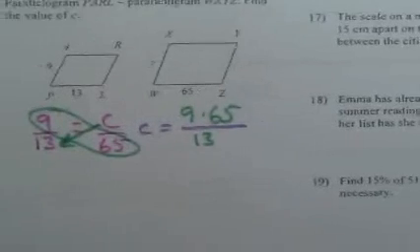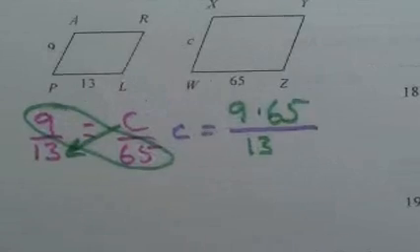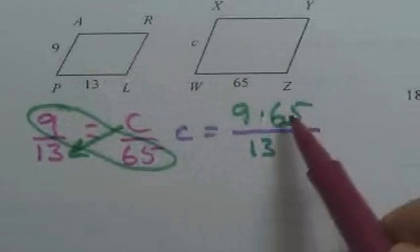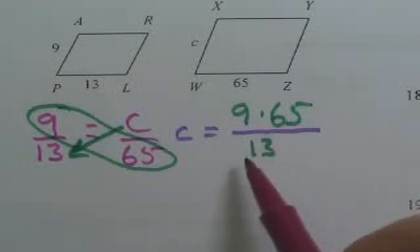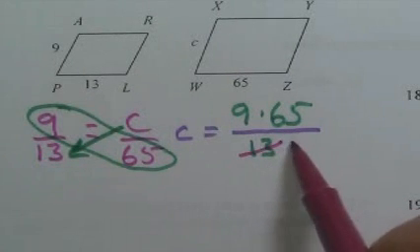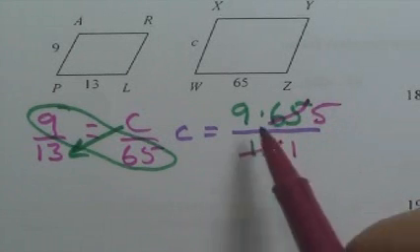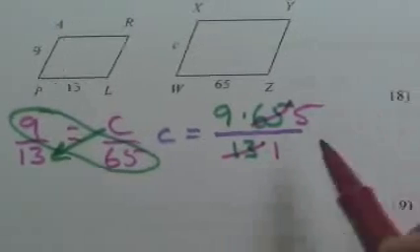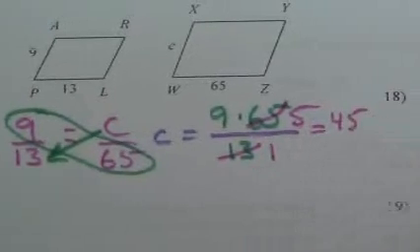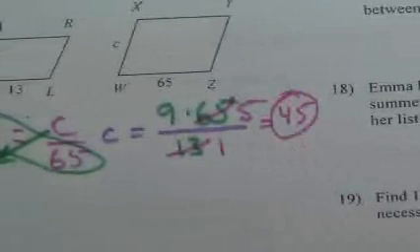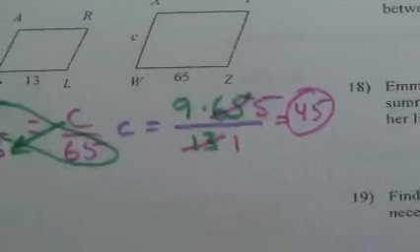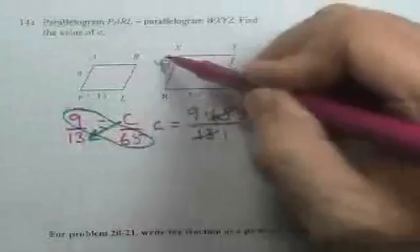Now we simply reduce. 13 will go into 65, because 13 times 5 is 65. 13 goes in here once, 13 goes in there 5. So now we just have 9 times 5. The answer is 45. So C is 45. This one right here is 45.